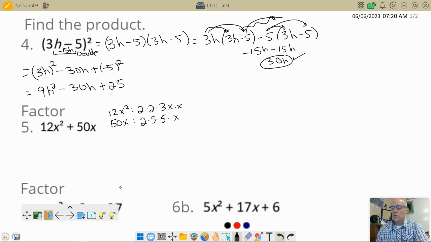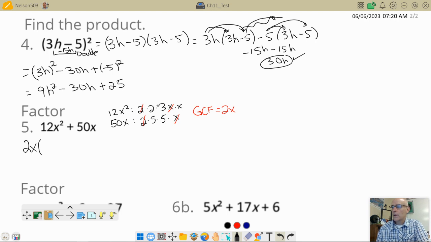Okay, so what do they have in common? Well, they have a pair of 2's in common. They've got a pair of x's in common. So I'm going to write that GCF. The GCF is 2x. Okay, so the GCF equals 2x. So then what you do is you put the 2x out front. You distribute it in front of some parentheses.